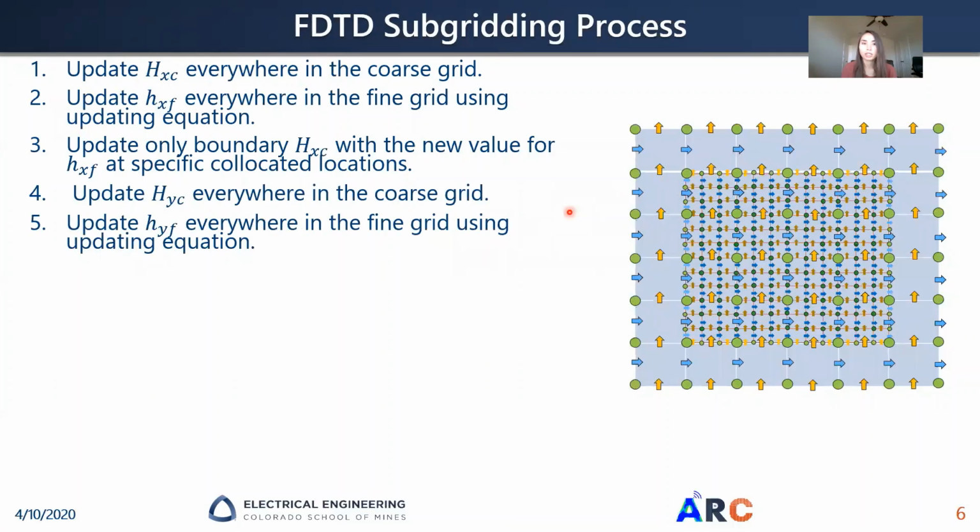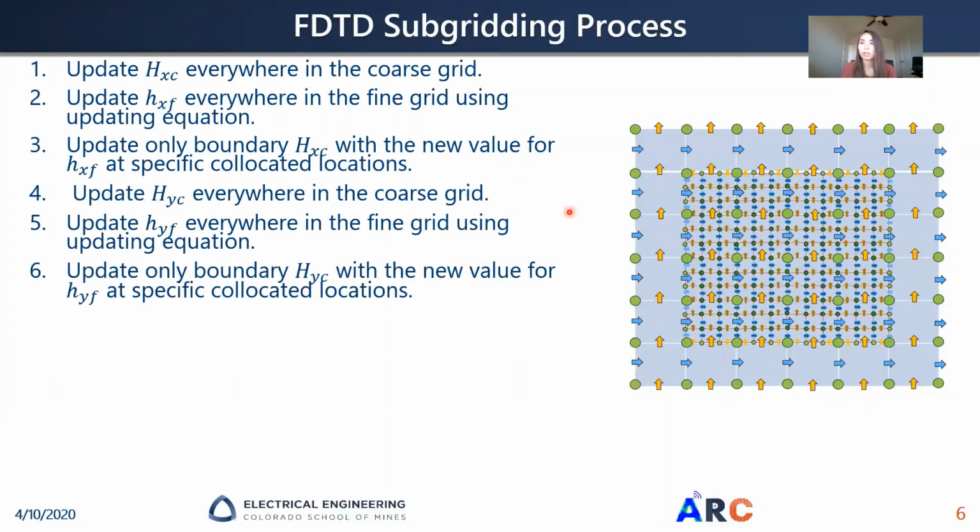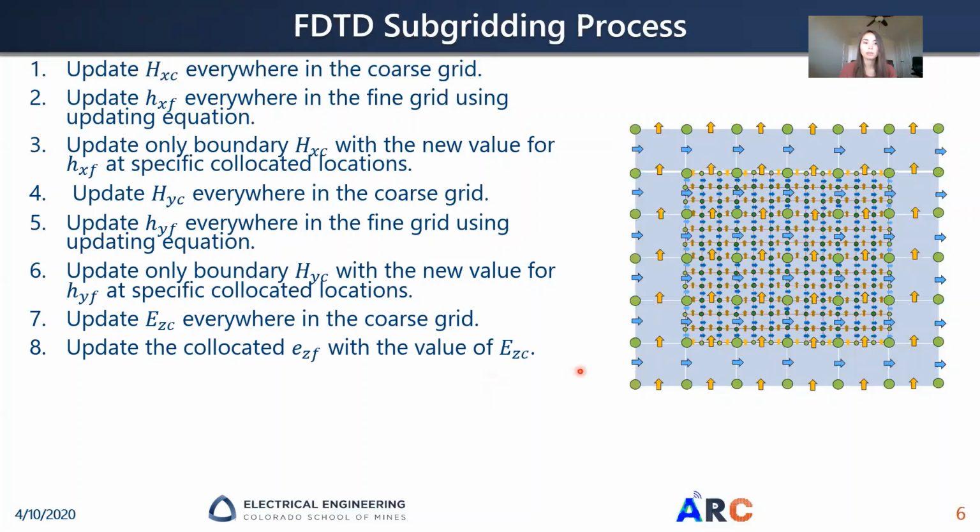That exact same process, those 3 steps, will happen again for the magnetic fields in the y direction. And then we'll move on to the electric fields in the z direction, which are these large green dots. We'll update those everywhere in the coarse grid, like we did the magnetic fields. And then we'll update the co-located fine grid fields, EZF, these tiny green dots, with the value of the coarse grid on that same location.